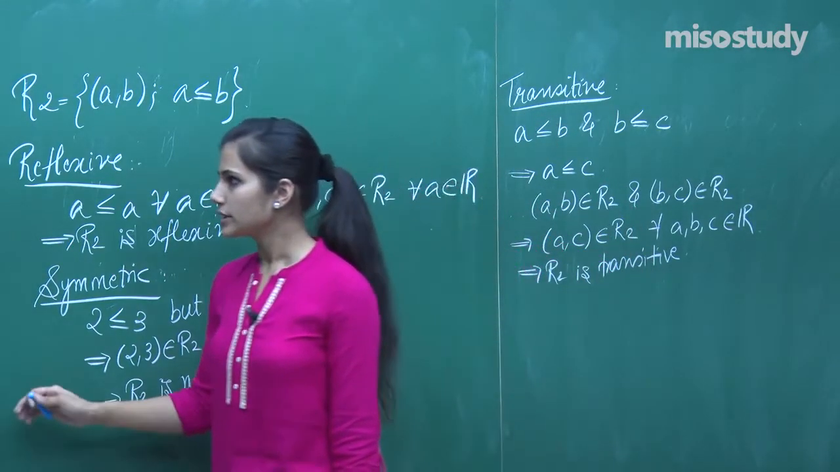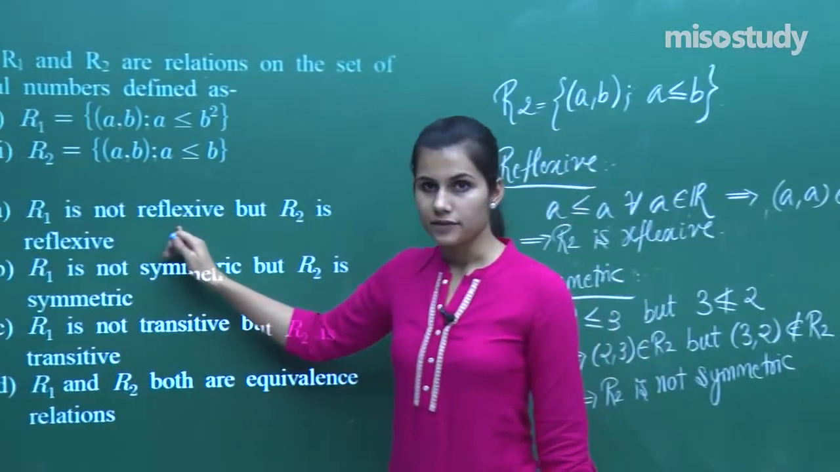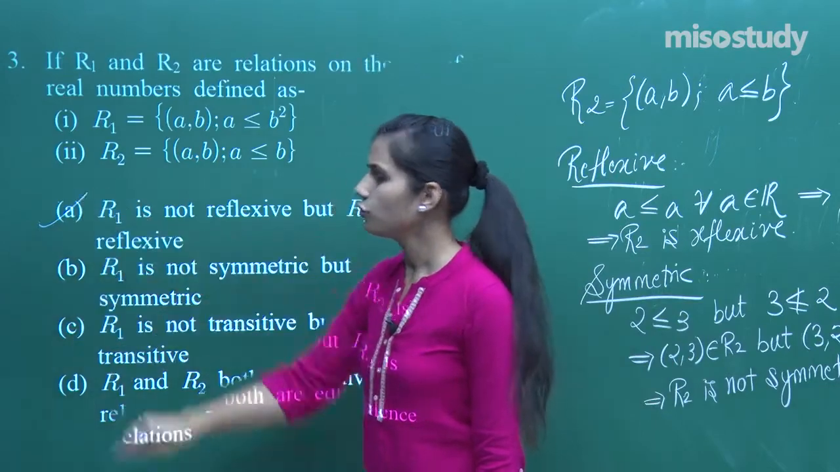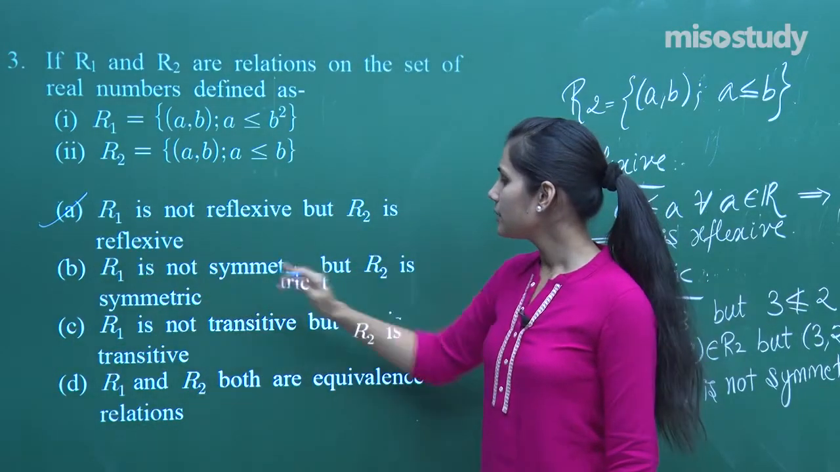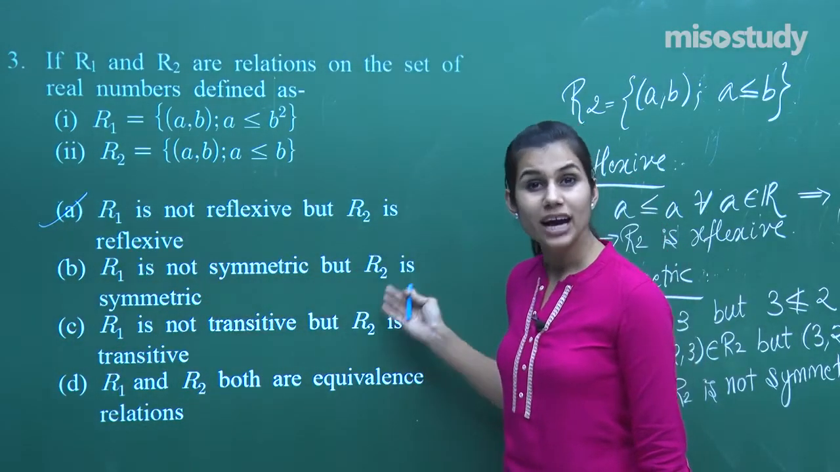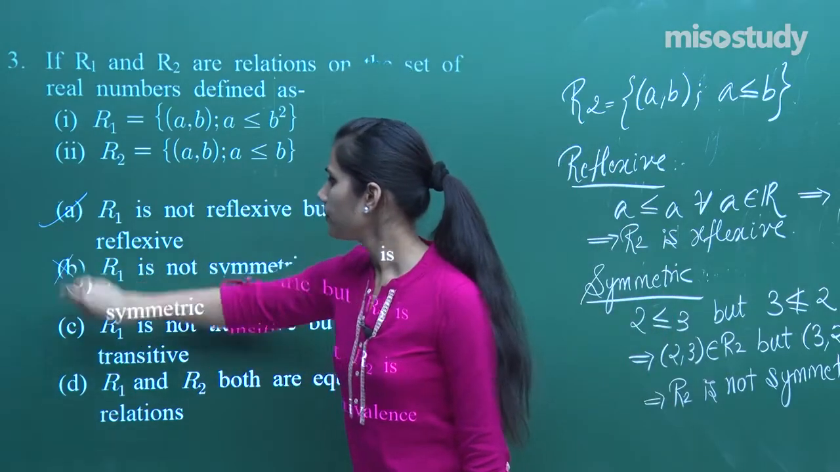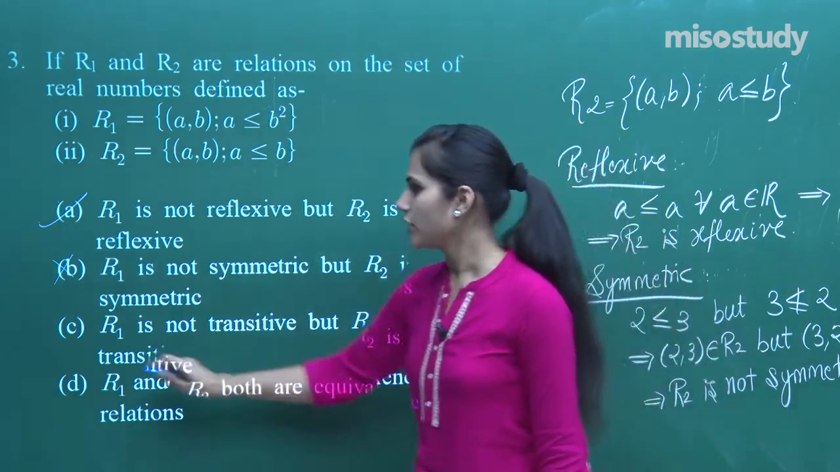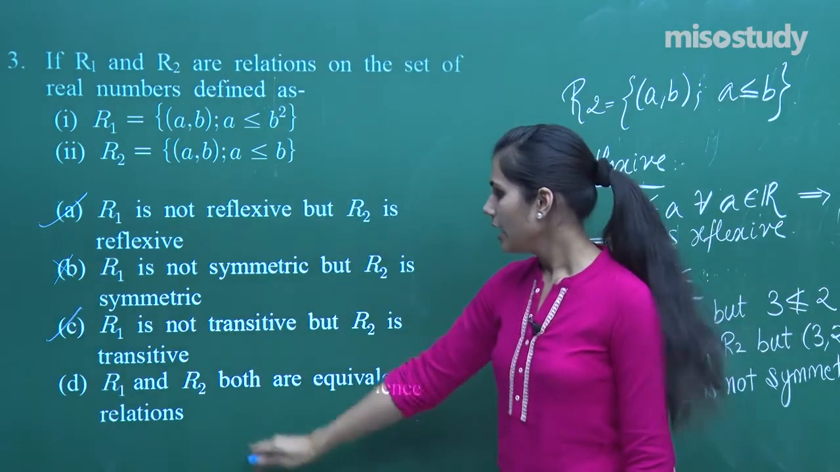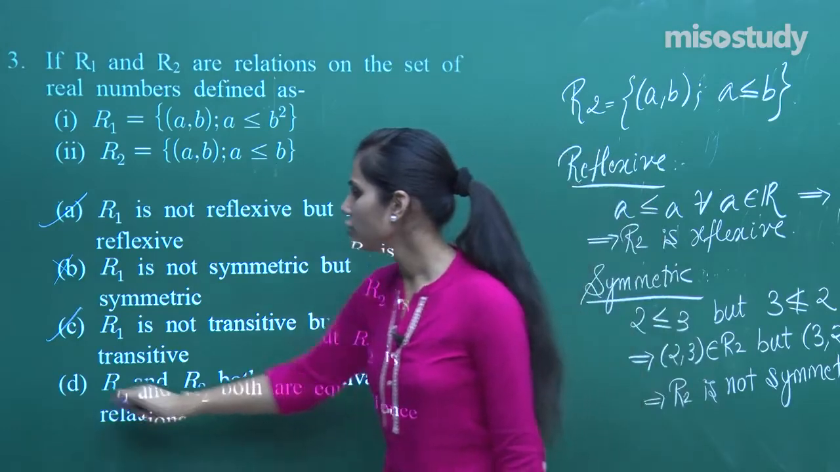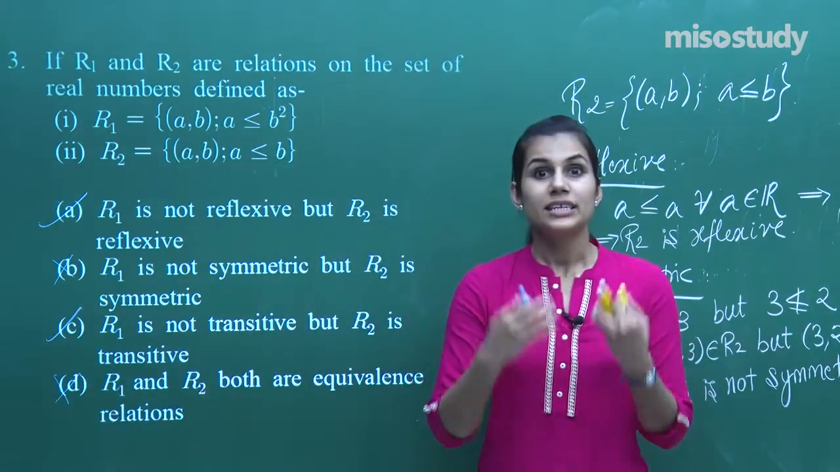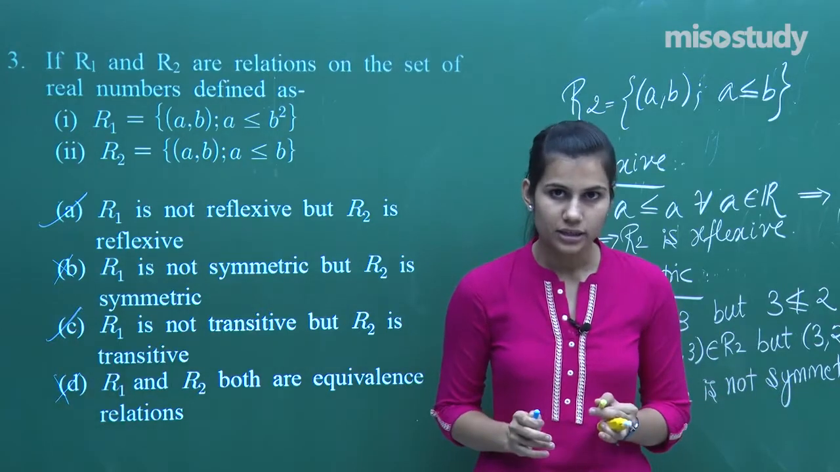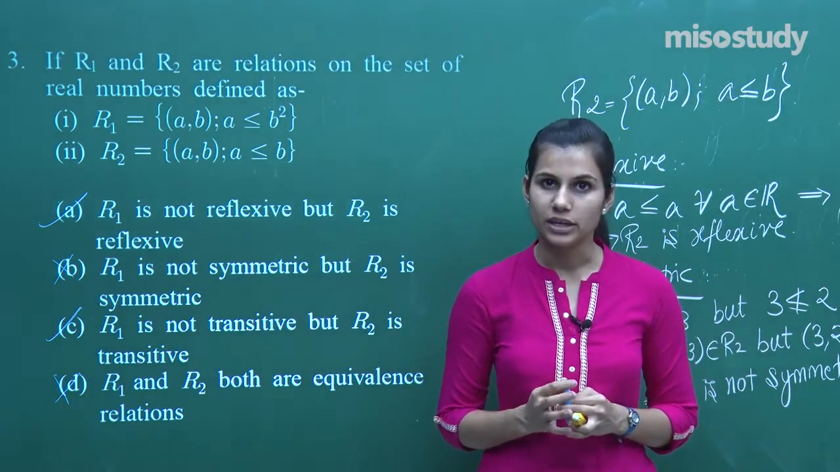Let's move to the options. R1 is not reflexive. Yes, it's not reflexive, but R2 is reflexive. True. R1 is not symmetric, but R2 is symmetric. No, even R2 is not symmetric. Fine. R1 is not transitive, but R2 is transitive. Correct. R1 and R2 both are equivalence relations. Wrong, because R1 is neither reflexive, nor symmetric, nor transitive, and R2 is not symmetric. That is why both of them are not equivalence relations.